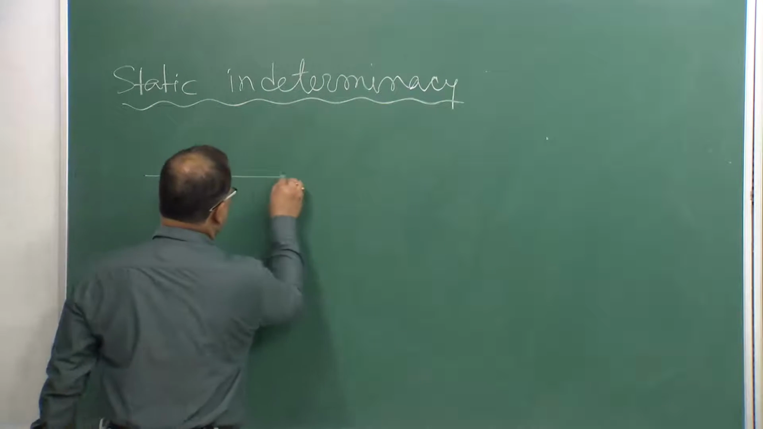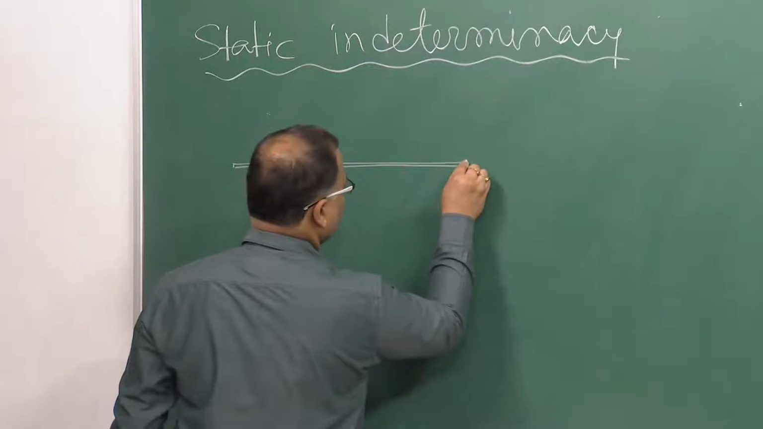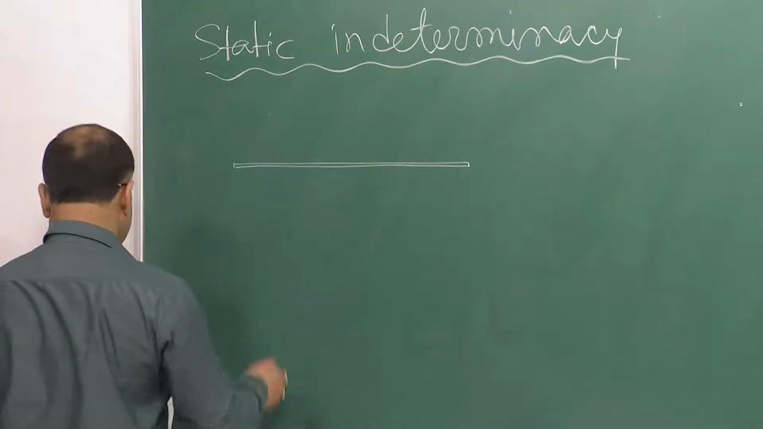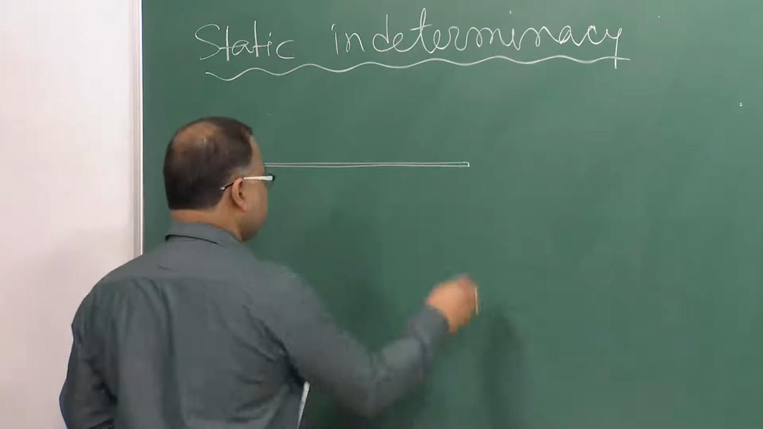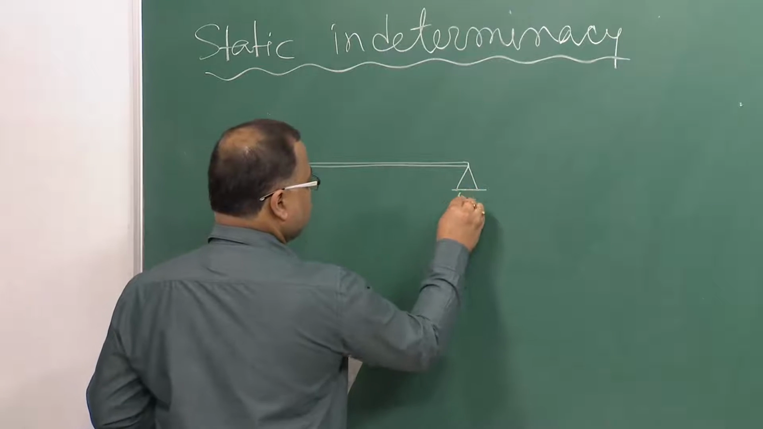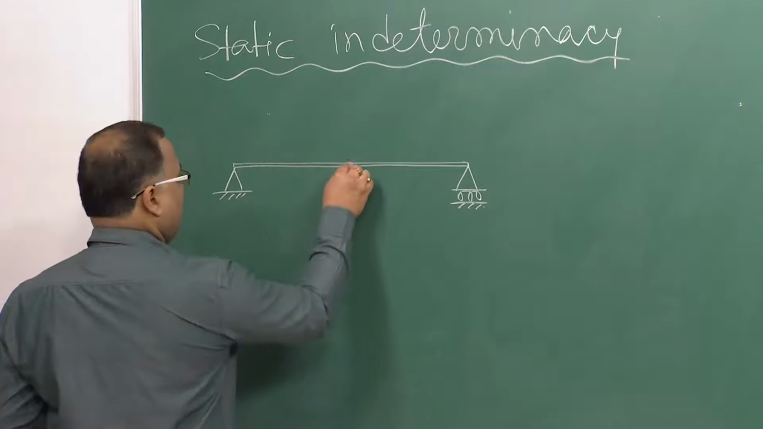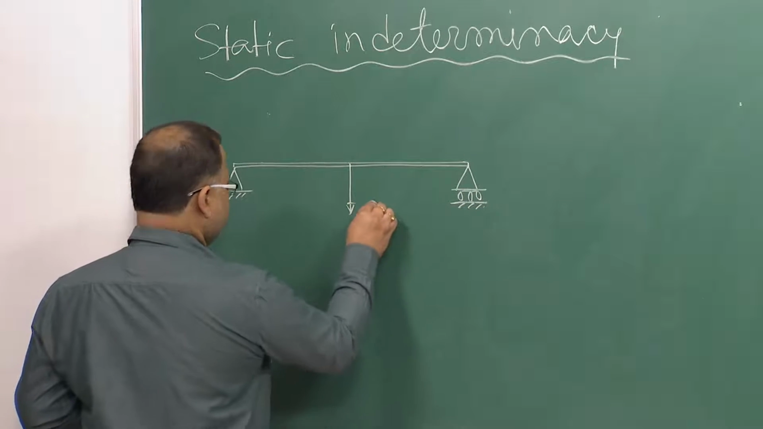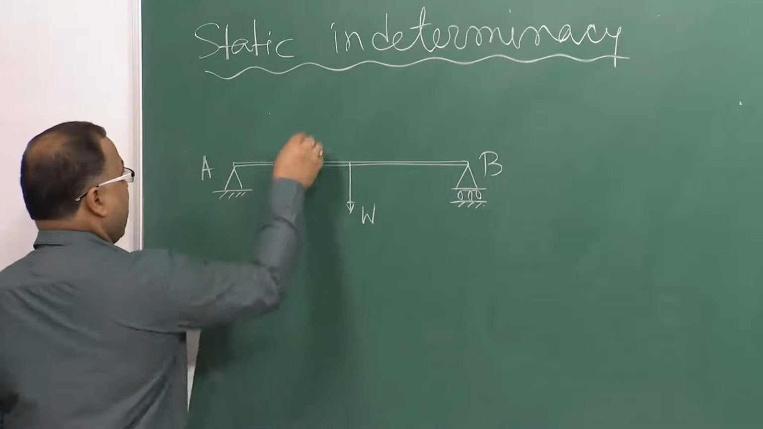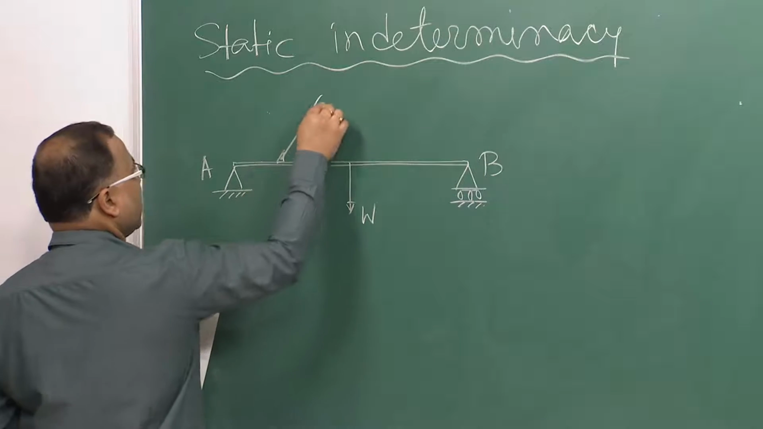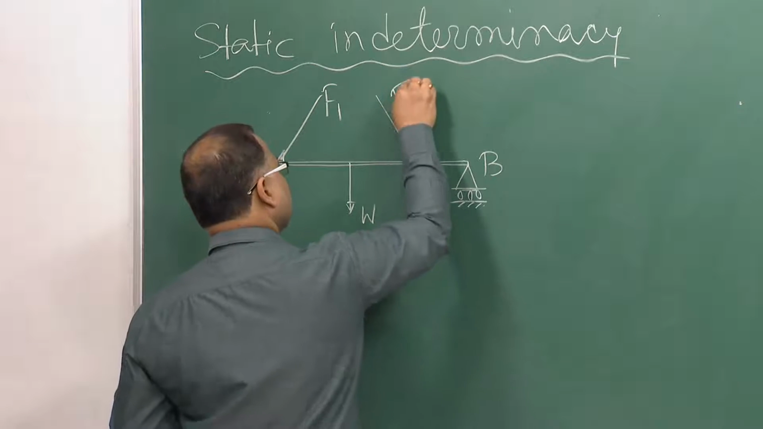Suppose I have a beam, which is having hinge support at this end and roller support at this end. Weight of the beam W is acting here. This is a point A, this is B. Another force, some externally applied concentrated force F1 is acting like this and F2 is acting like that.